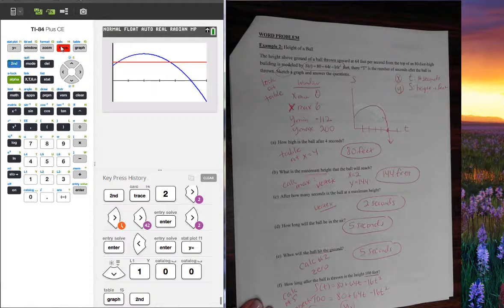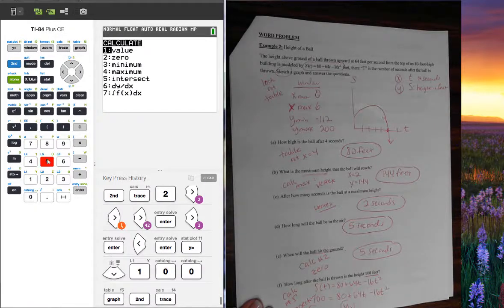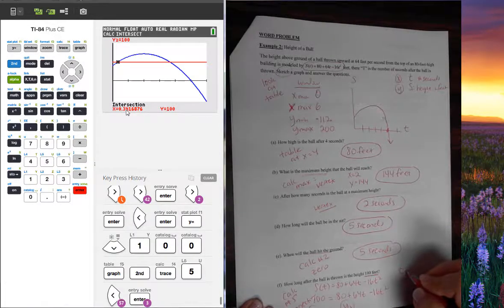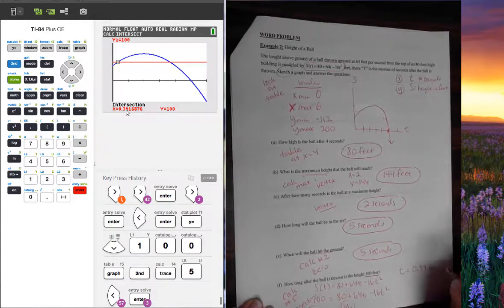So I'm going to calculate number 5, the intersection. And I'm going to come over here and do the left one. You got to get close to it on this. Remember, when you do the intersection, you can press enter, enter, enter, but you got to be close to the one you're doing. So right there, 0.34. So time in seconds is 0.34 seconds.